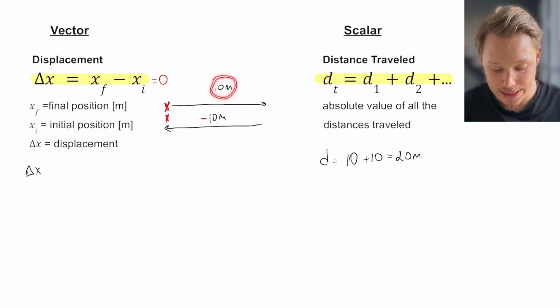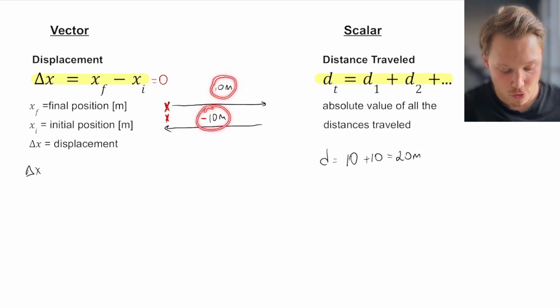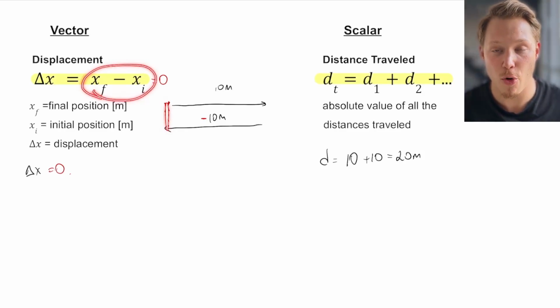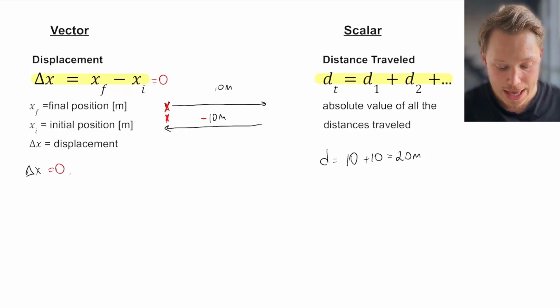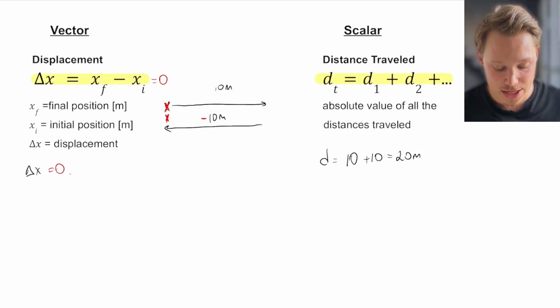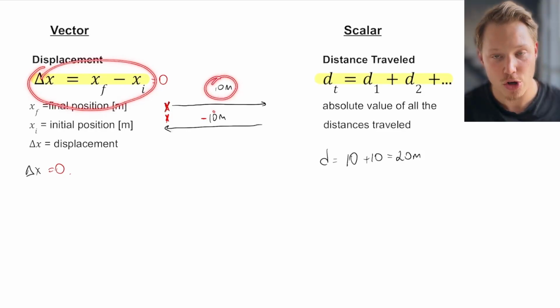Then if you add this 10 and minus 10, the overall displacement is going to be 0. But essentially, displacement is how far you are from the initial point, and you came back to the same point, therefore displacement is 0. That's the difference between the two. One is a scalar. You always add these numbers. One is a vector. You can sometimes add them or subtract.